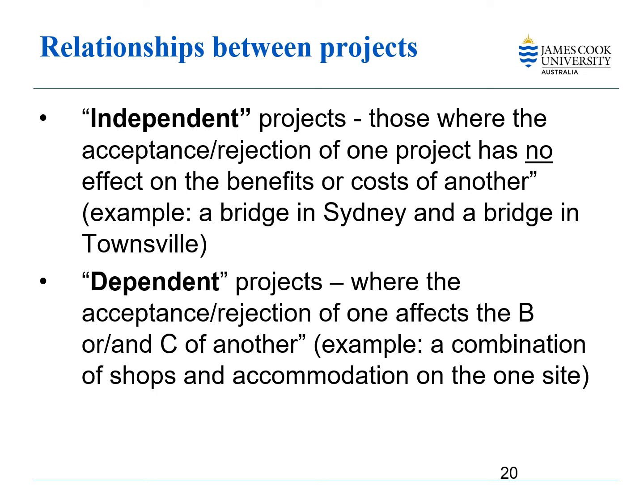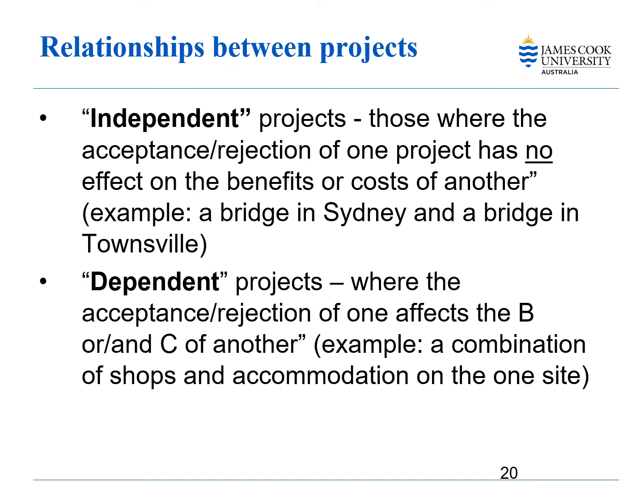Projects could be independent of each other. So there are those where the acceptance or rejection of one project has no effect on the benefits or costs of another. For example, a bridge in Sydney and a bridge in Townsville. So reasonably, they do not affect each other in terms of benefit and cost.